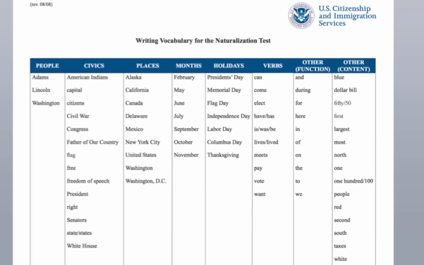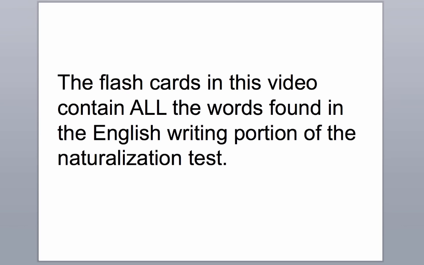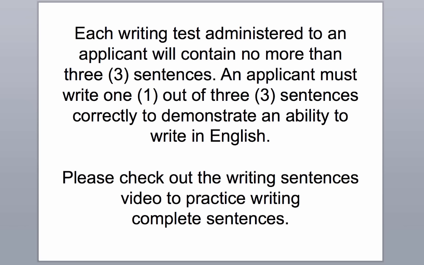And then here, once again, is the full list. Remember that the flashcards in this video contain all the words found in the English writing portion of the naturalization test. So the sentences will be made up of these words. Each writing test administered to an applicant will contain no more than three sentences. An applicant must write one out of three sentences correctly to demonstrate an ability to write in English. So, once you've mastered the words, please check out the writing sentences video to practice writing complete sentences.